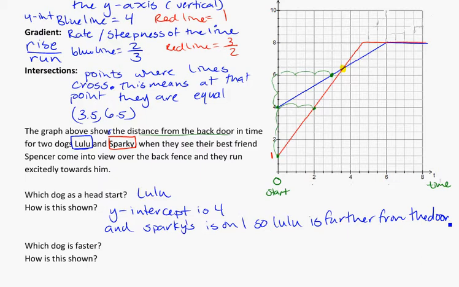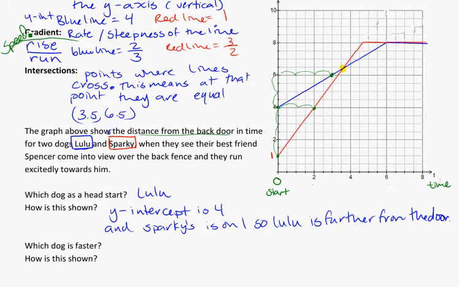Okay, so which dog is faster? Looking at that red and that red-blue line, which dog actually looks like it's going to be faster? And you can think about things like, how do you describe speed? That's usually how much distance somebody covers in a certain amount of time, like kilometers per hour or meters per second. And that relates to us about the rate or the steepness. And so the gradient also describes for us the speed, because rate is a speed.